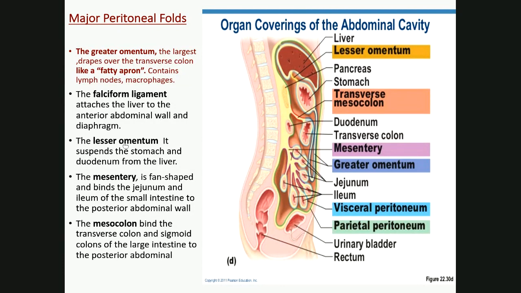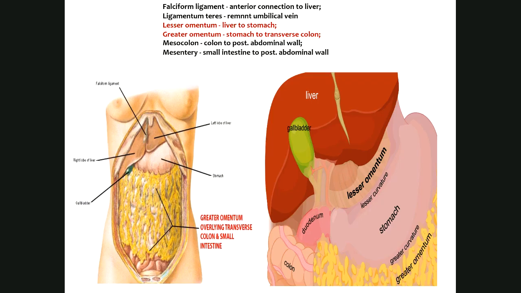The lesser omentum connects the stomach and the duodenum to the liver. The mesentery is another peritoneal fold that connects the small intestine to the posterior abdominal wall, and the mesocolon connects the large intestine to the posterior abdominal wall. So let's look at these in more detail.